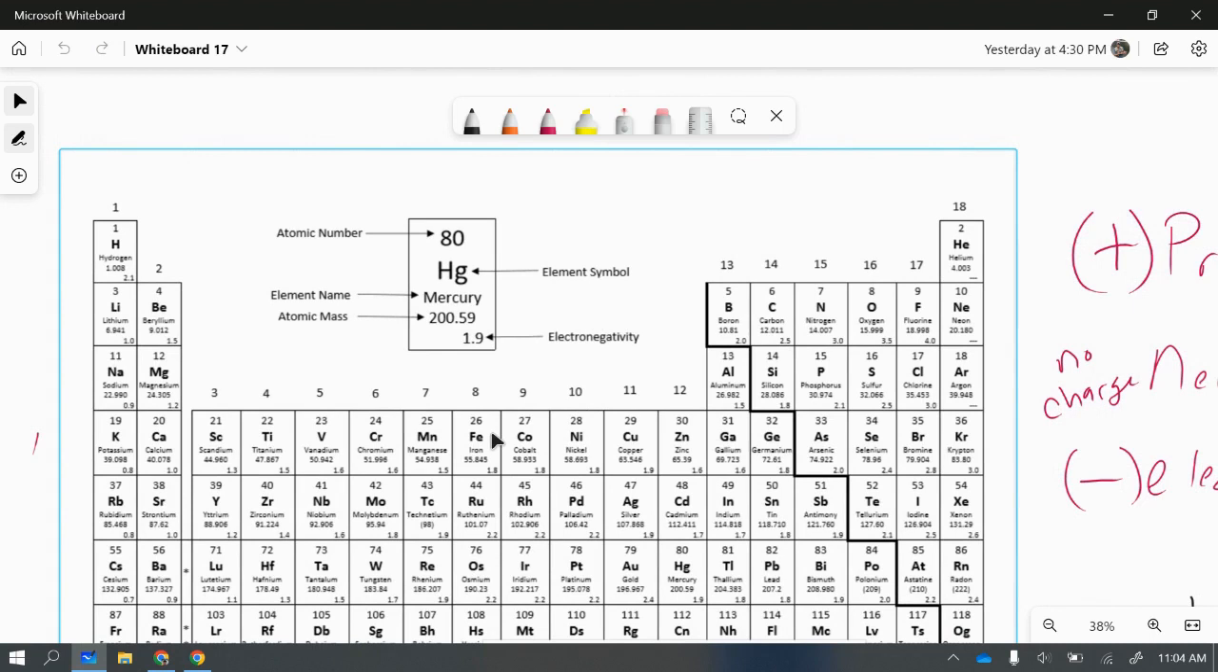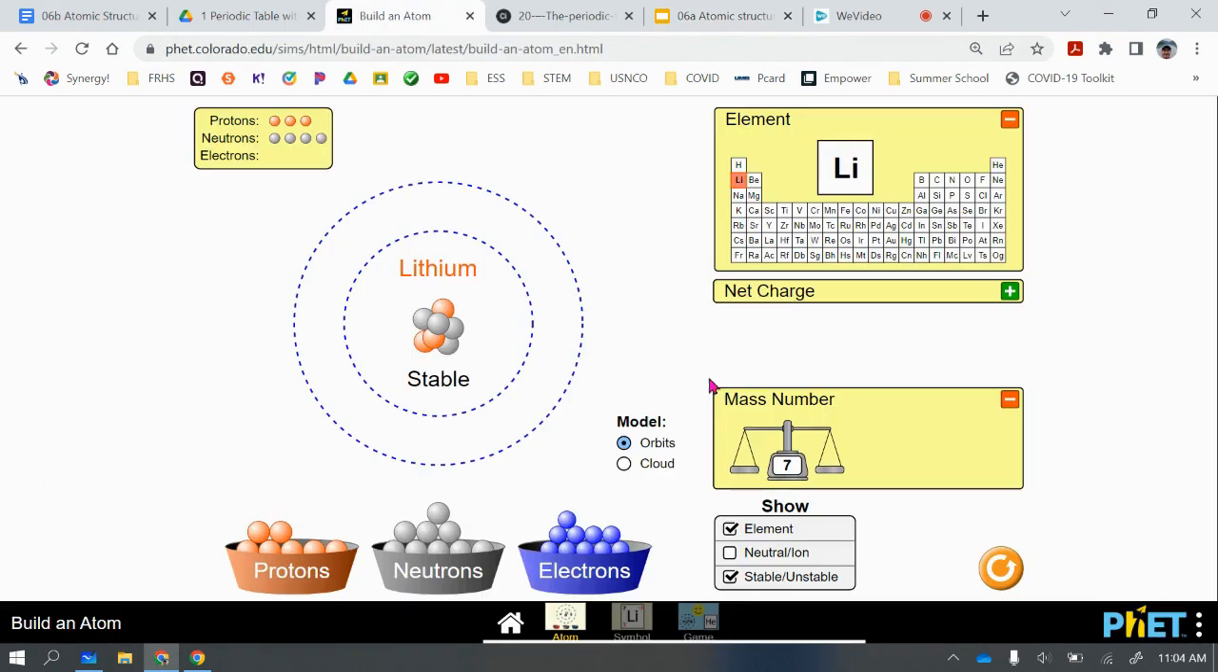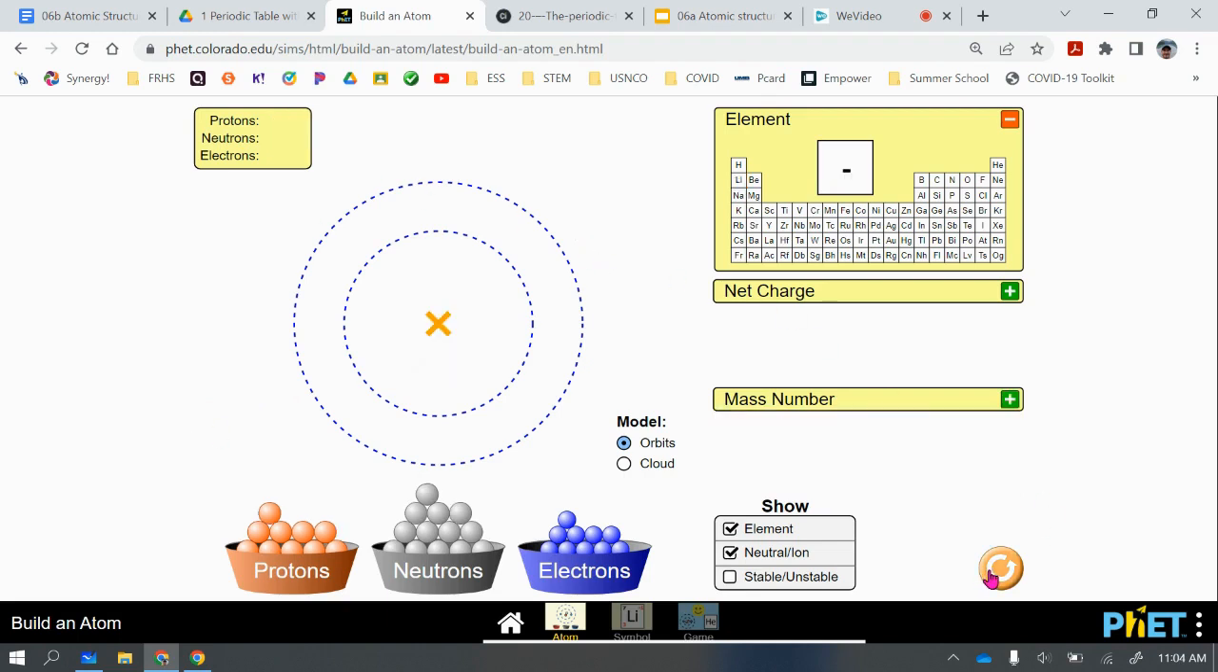Okay, so let's come back to build an atom here and play around a little bit more. We're not going to get to ions yet, so let's practice. I'm going to give you a couple of tasks to do. So the next thing I want you to do, if you haven't brought this up, go ahead and bring it up, and I'll pause in between each of these. I want you to build an atom of carbon that has a mass number of 6. Go ahead and turn off where it says neutral or ion, or just ignore that if you want. And go ahead and expand the mass number so you can see what that is.